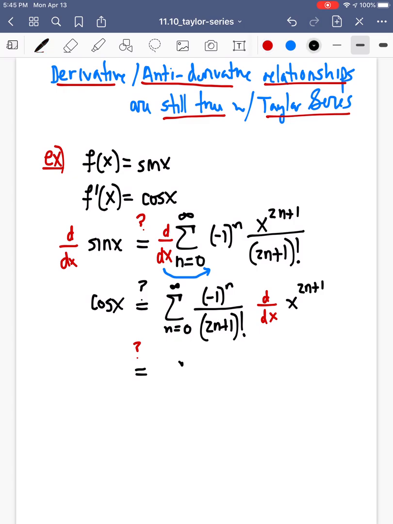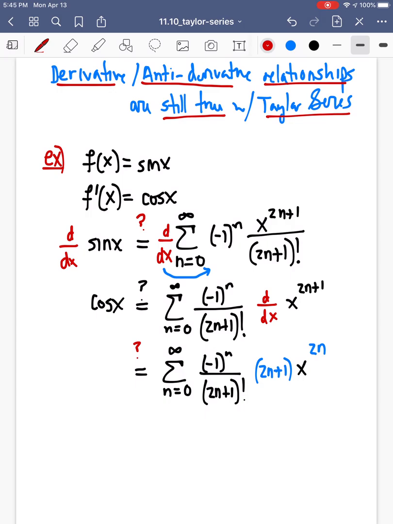So now let's take that derivative. And since this is x raised to some power, we can use the differentiation power rule. We're just going to bring down that 2n plus 1 after we differentiate, and then we're going to subtract 1 off of that power, so we get x to the 2n power, just by the derivative power rule. And we're just going to be able to do a little bit of algebra to see this is actually going to clean up to the cosine series.